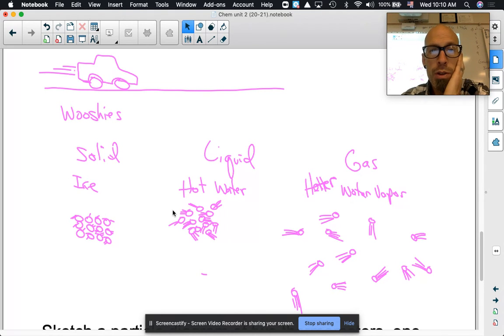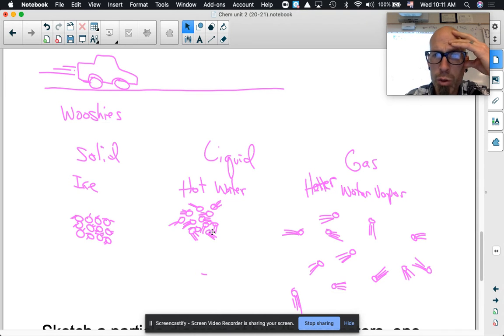Okay. So this is how you might see particle diagrams that would show the difference between solids and liquids and gases. And not only that, cold solids, hot liquids, and then even hotter vapor. Now, what if the solid and the liquid are about the same temperature? Well, then the whooshy thing wouldn't be that big. Like, you wouldn't draw as many or as long of whooshies.